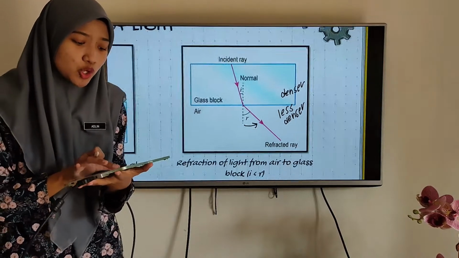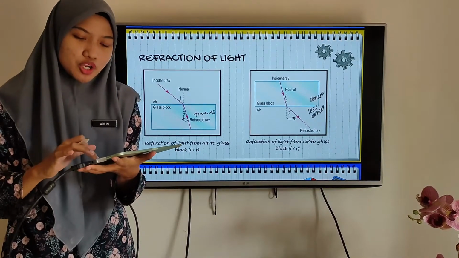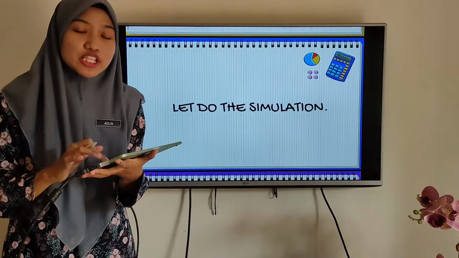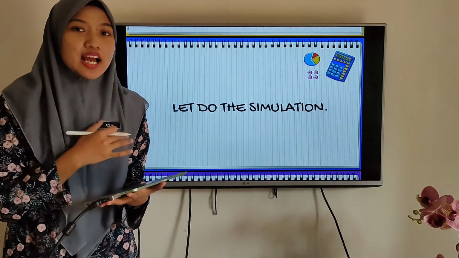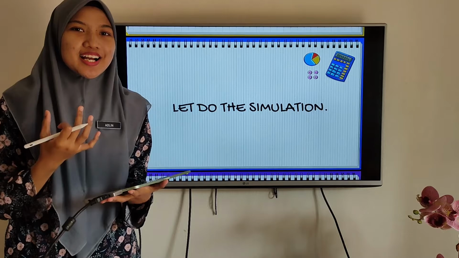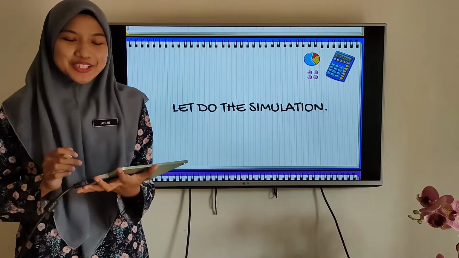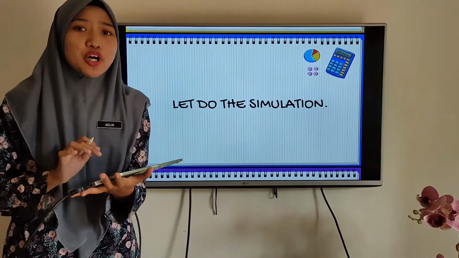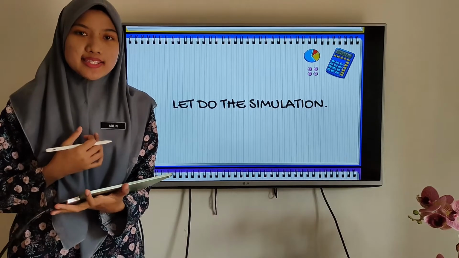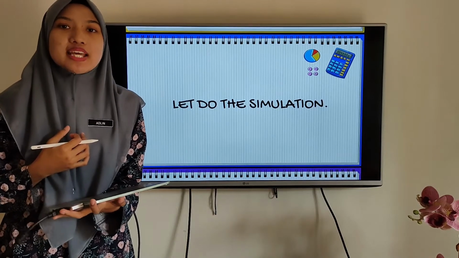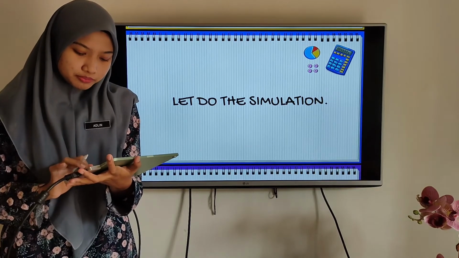So I hope you can get the concept or the theory of the refraction of light. Okay, let's do the simulation. With that, do you understand what I wanted to talk about? Alright, thank you. I hope you are all focused, because after this we will do exercises on past examination papers. Alright, so let's do the simulation.